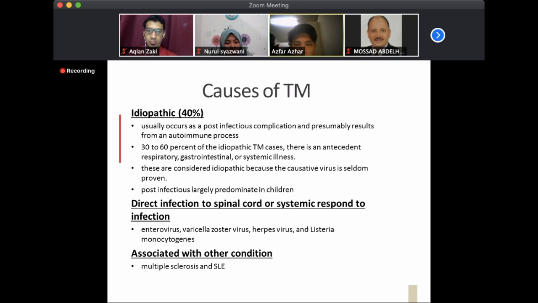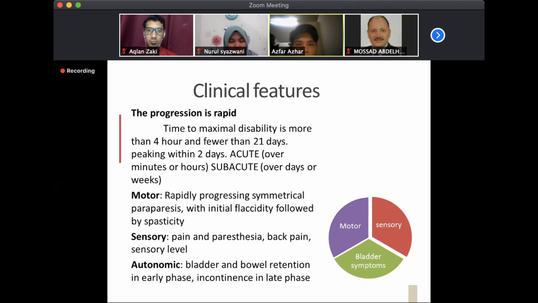Another cause of transverse myelitis may be direct infection of the spinal cord itself, and also any systemic response to the infection. For example, if the patient is infected by enterovirus, varicella zoster virus, herpes virus, or Listeria monocytogenes. It might also be caused by other conditions such as autoimmune ones, SLE, and also multiple sclerosis.